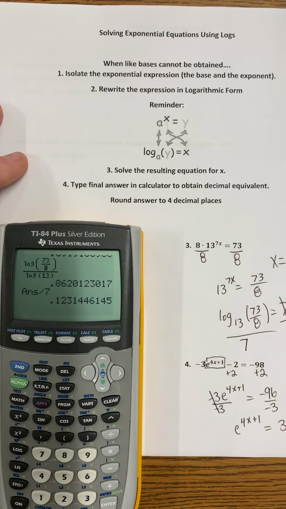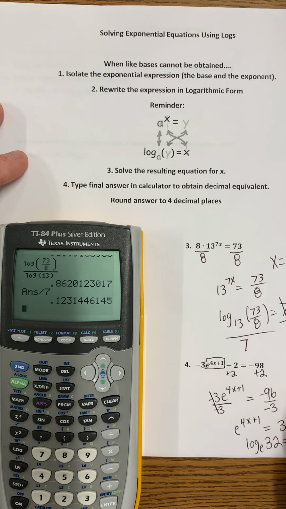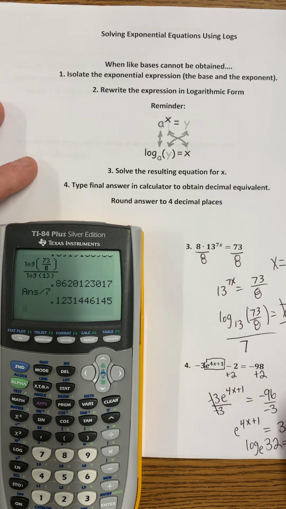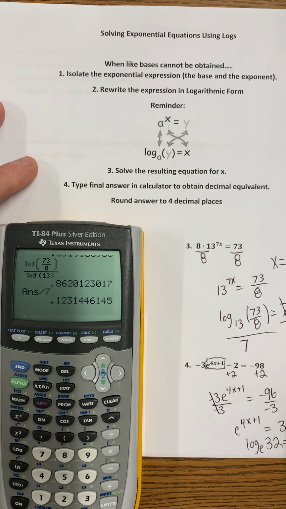We're going to rewrite this as a log. So we get log base e of 32 is equal to 4x plus 1. Well, log base e of 32 is just natural log of 32, and that's equal to 4x plus 1. We can subtract 1 from both sides. The 1 has to stay outside the 32. We can't subtract 32 and 1, and that's equal to 4x, and then we divide both sides by 4.